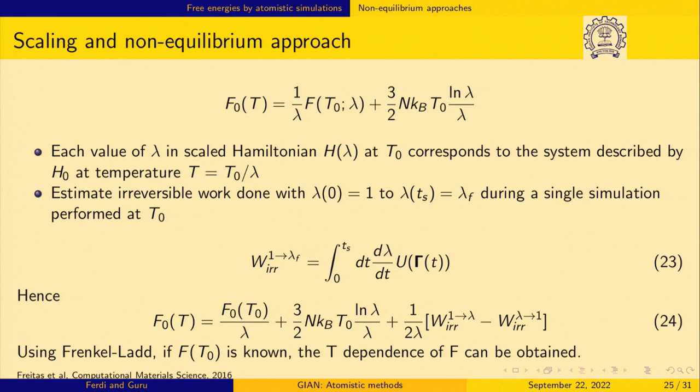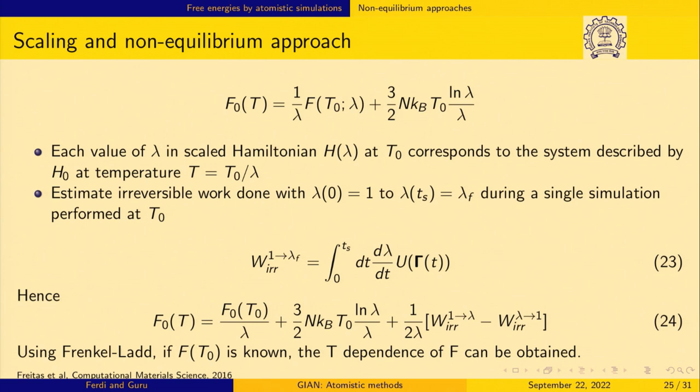In any case, what you can do is that in the last expression, 24, the first term on the right hand side, F0(T0), is from the Frenkel-Ladd. If you know that, then you can do simulations by changing lambda and evaluate whatever is there in the last term, and that will give you the free energy as a function of temperature. So this reversible scaling is a trick for calculating free energies as a function of temperature.